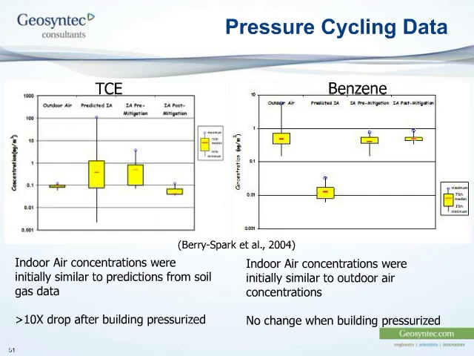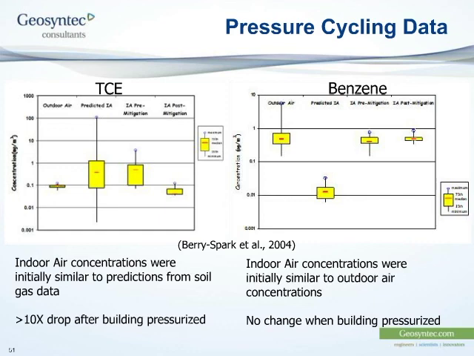This is a set of data for trichloroethylene and benzene. We measured concentrations in the subsurface and used the attenuation factor to predict the indoor air concentrations, which are shown in the second column for each of these 2 charts. And then we measured the indoor air concentration before pressurizing the building, and then measured again after pressurizing. So for trichloroethylene, the predicted concentrations matched up with the pre-mitigation concentrations, and after pressurizing the building, the concentrations dropped.